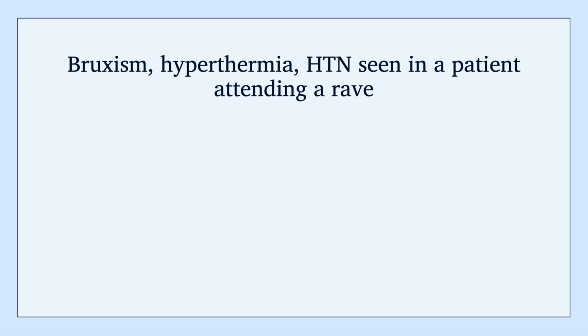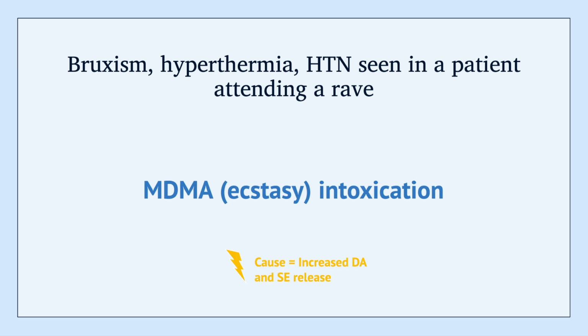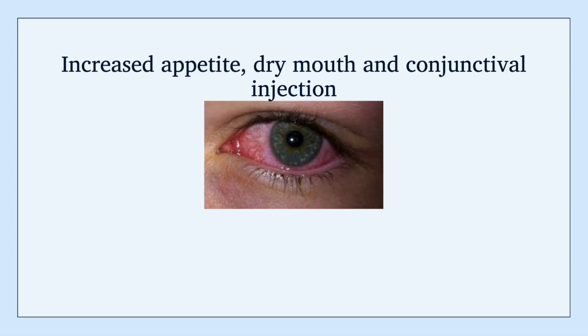Bruxism, hyperthermia, and hypertension seen in a patient attending a rave. This is MDMA or ecstasy intoxication. So I think the two main things to look out for here are bruxism and the fact that the patient is attending some sort of a rave or a party where MDMA use can be prevalent. And an important association to know with the MDMA is that it causes a huge increase in dopamine and serotonin release. Next up, we have increased appetite, dry mouth, and conjunctival injection.